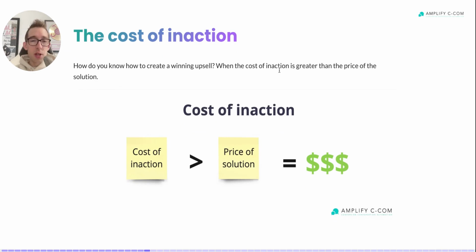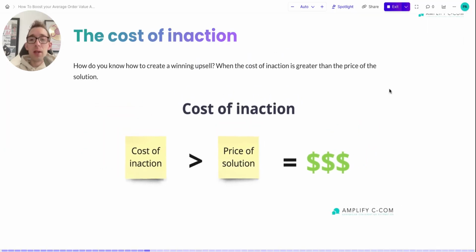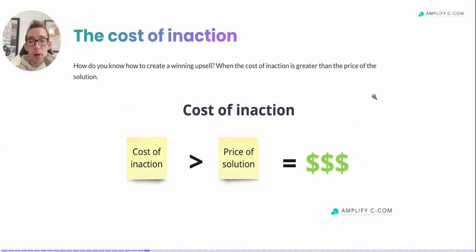The cost of inaction. So how do you create a winning upsell? When the cost of inaction is greater than the price of the solution, you will make money. So what do we mean by the cost of inaction? So the cost of me doing nothing is greater than the price of me doing something, then I'm going to go ahead and buy. So if you said, hey, you need to have surgery tomorrow, it's going to cost you $10,000, but it will stop you having both your legs cut off. Okay, I'll probably do that, right?